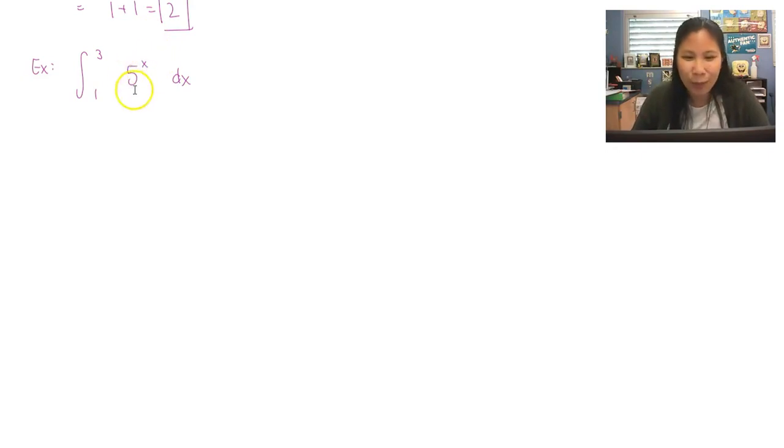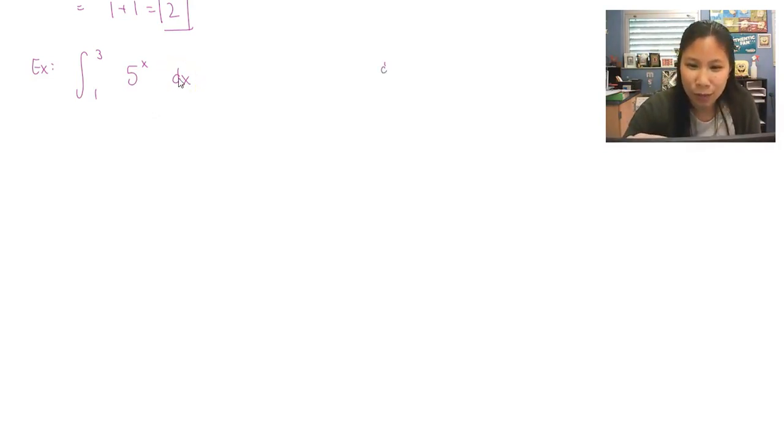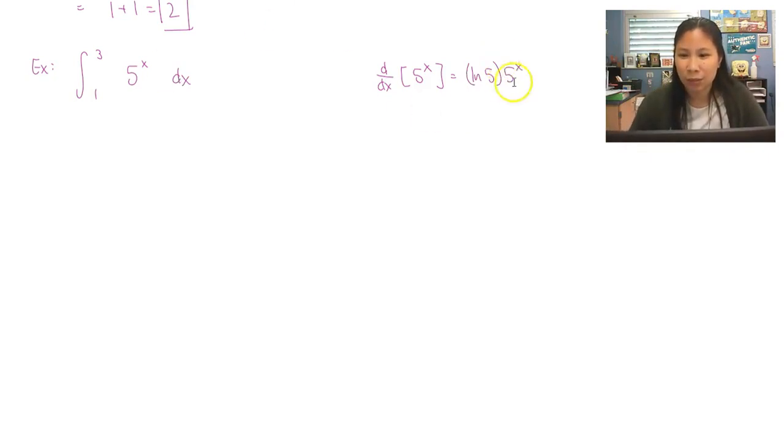So we can't use the power rule here, but if you remember your derivatives, the derivative of 5 to the x power is natural log of 5 times 5 to the x. So the derivative itself already has a 5 to the x in it. So now we're basically asking ourselves, what can I take the derivative of where my answer, the derivative, is just 5 to the x?